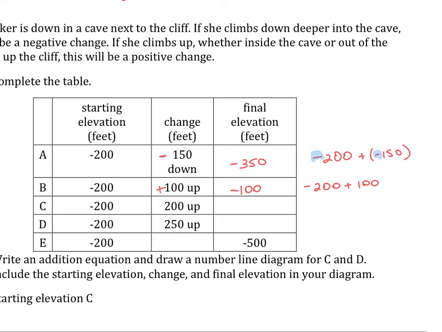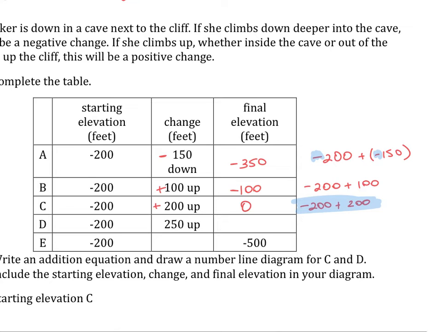For C, it says the spelunker started at negative 200 and then went up 200. So again, that's positive. So I have negative 200 plus 200. And hopefully, again, you recognize that these are opposites. And we know whenever we have opposites and you add them, it equals 0. So this time, the spelunker started at negative 200, went up 200, and ended up exactly at sea level.